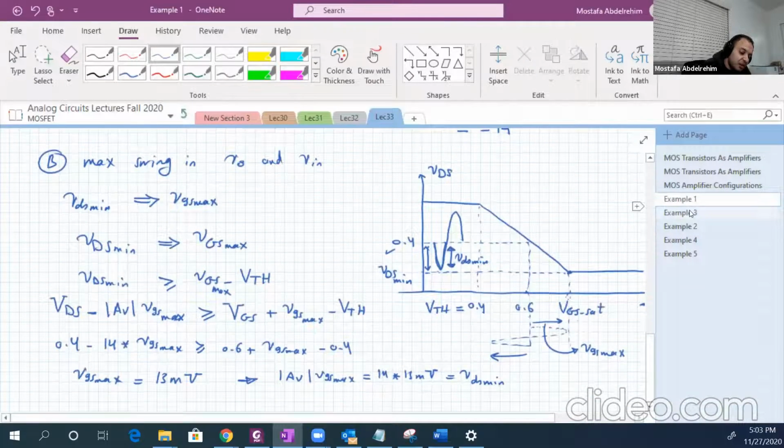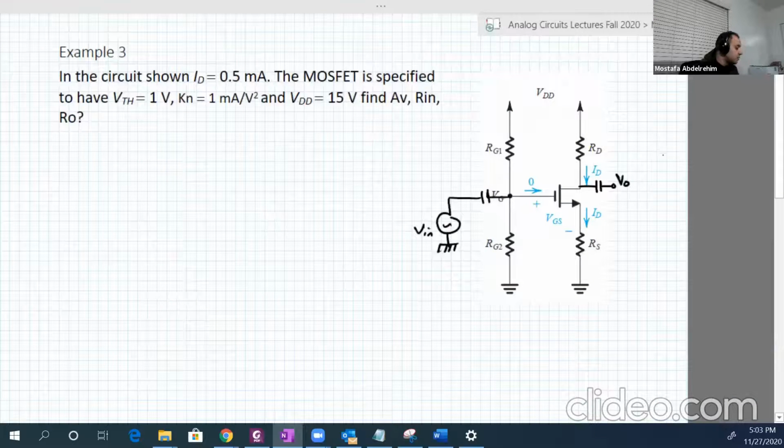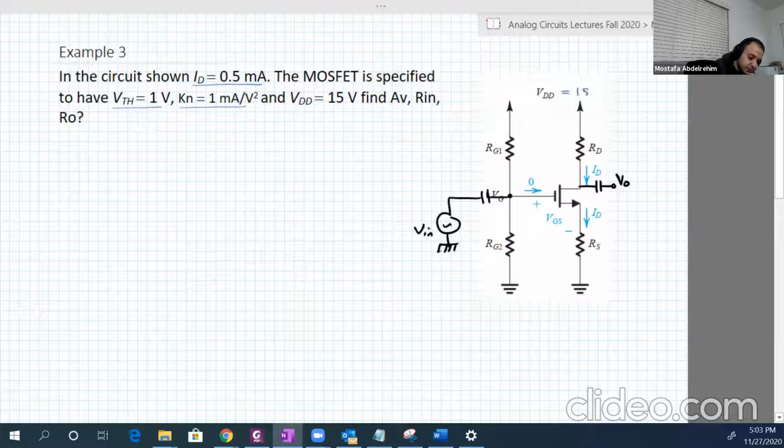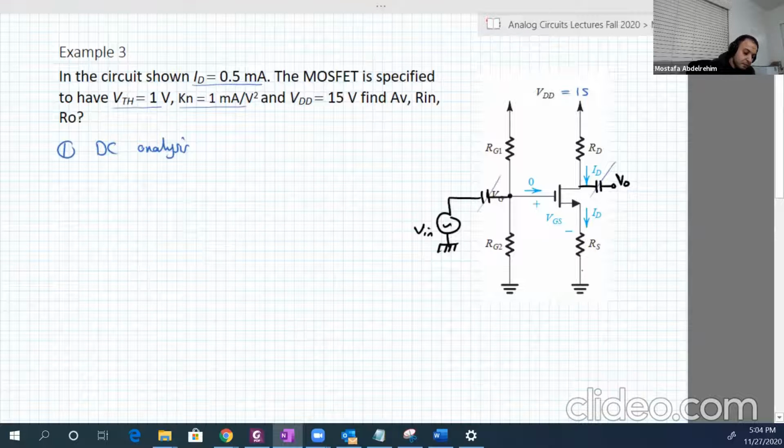Let's take another example. Here ID is known, equal to 0.5 milliamperes, and V threshold of that transistor is 1 volt, and the Kn is 1 milliampere per volt squared, and VDD is 15. Find AV, R input, and R output. Okay, first is DC analysis. So the capacitors are open circuit here and here.